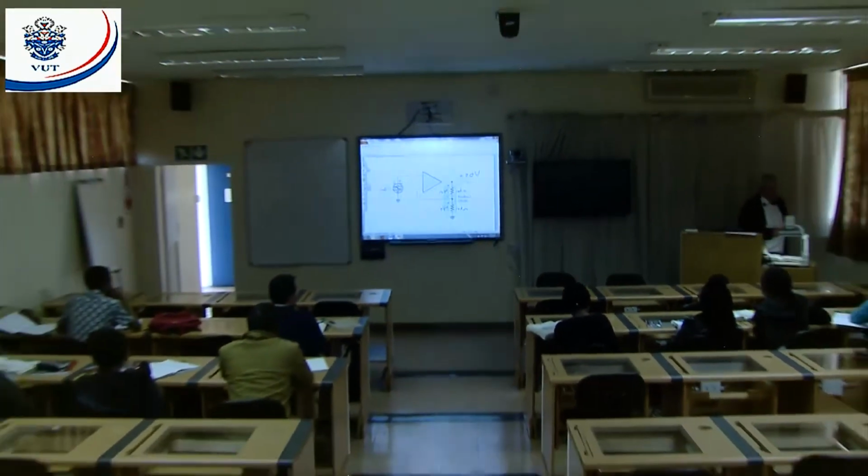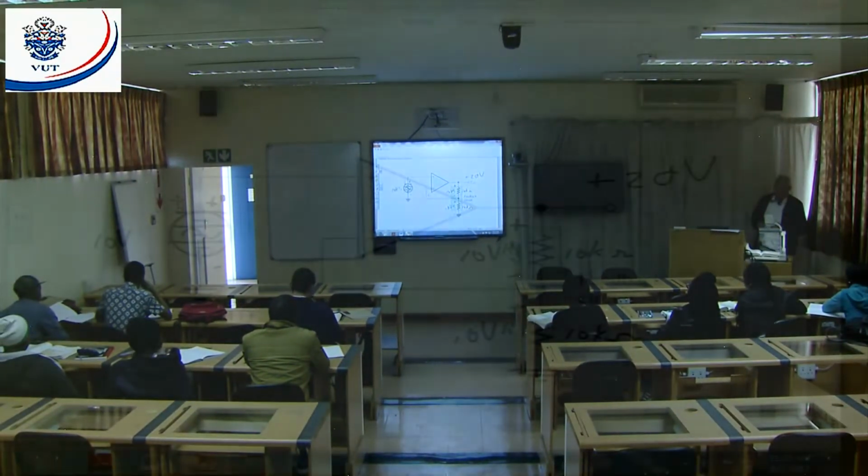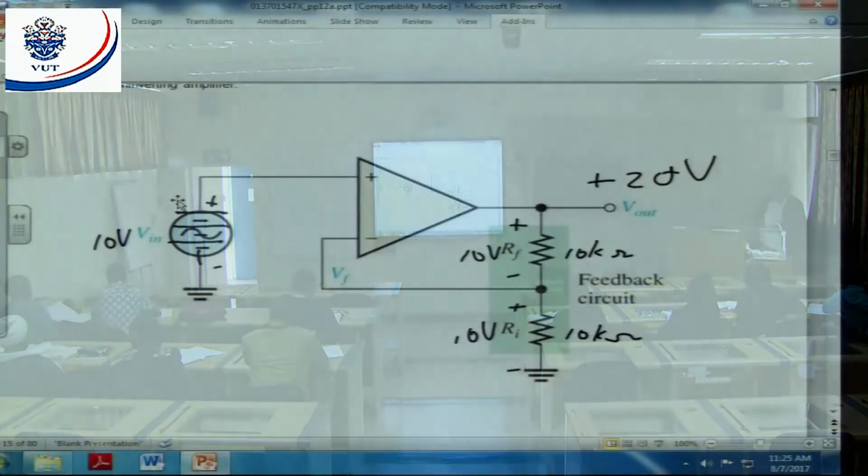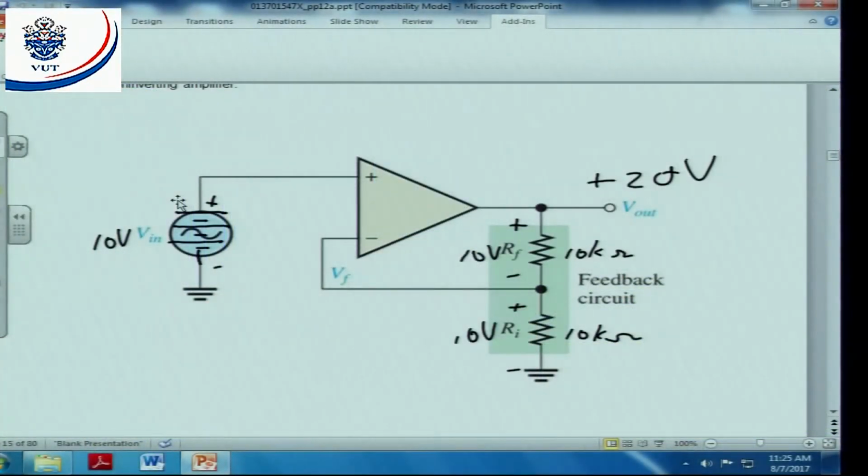All right, let's go and look at the proof of this non-inverting amplifier. That is on page 604 of my book. It's a proof of the non-inverting amplifier. We're going to quickly work through the proof of the non-inverting amplifier.